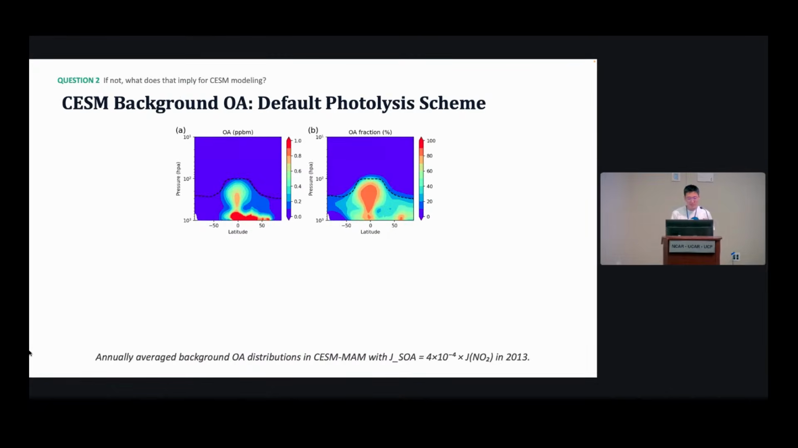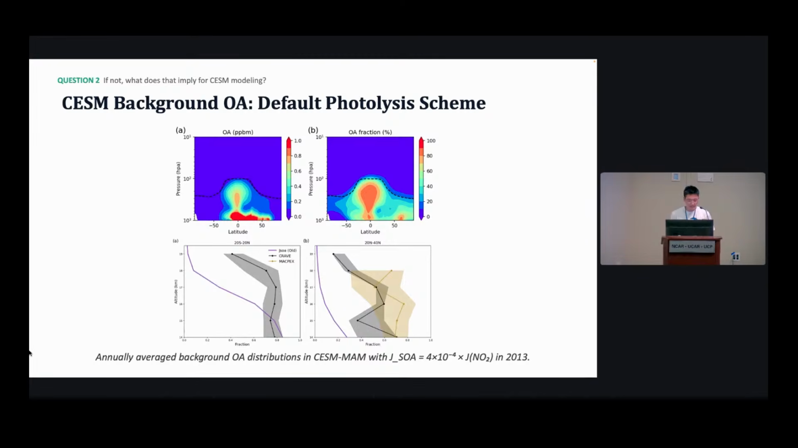If CESM actually overestimated the organic aerosol photolysis, what happened for the background, climatological organic aerosol? As expected, there is essentially no organic aerosol in the stratosphere, which is inconsistent with observations. We compare the model results with campaign results, and we find that in the stratosphere the model largely underestimated the organic aerosol abundance. So we are trying to fix this problem, and based on the theory, fresh organic aerosol has photolysis, but aged organic aerosol doesn't.